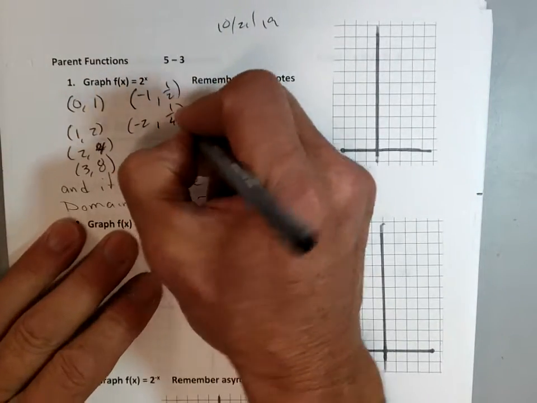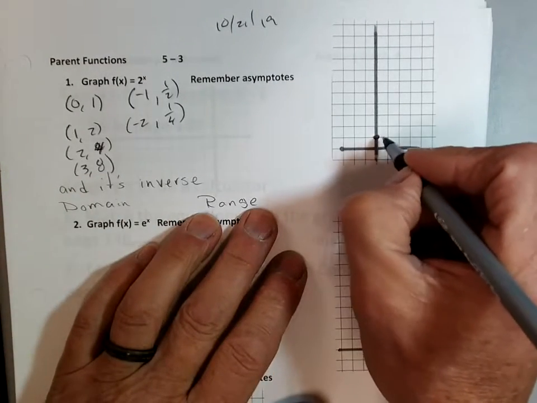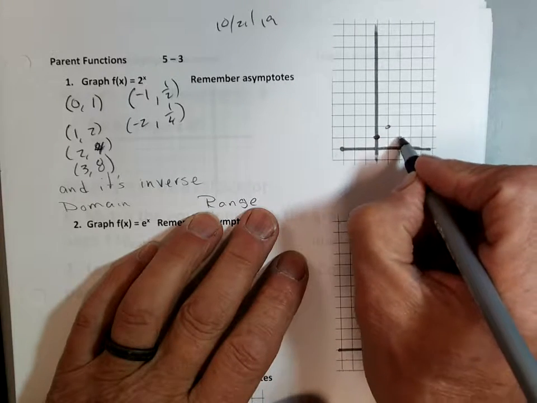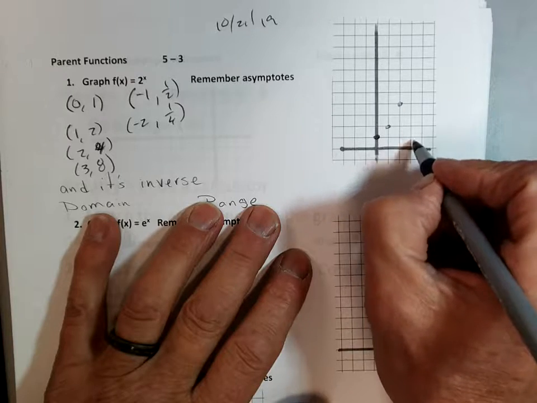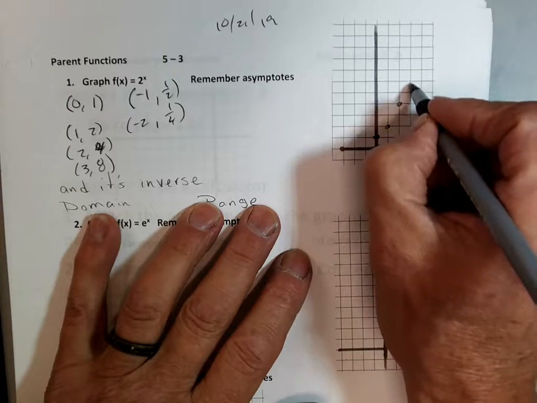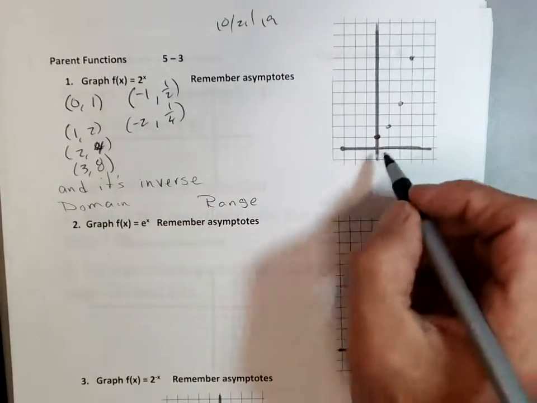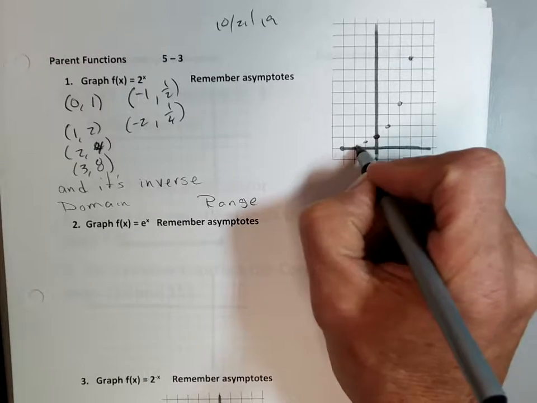Okay, if I graph these points, I'm going to get a point at 0, 1, 1, 2, 2, 4, and 3, 8. If I do the negatives, if I go negative 1, I'm going to get 1/2. If I do negative 2, I'm going to get 1/4, okay?